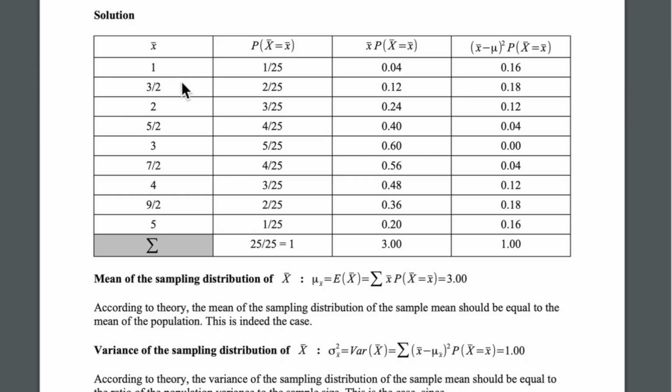Likewise, I do that for every other row, for every other value of X bar in its sample space, and I get the corresponding values in the last column. Then I sum those values up to get what turns out to be the variance of the sampling distribution of the sample mean for this situation. And so we see here that these values add up to 1, okay?